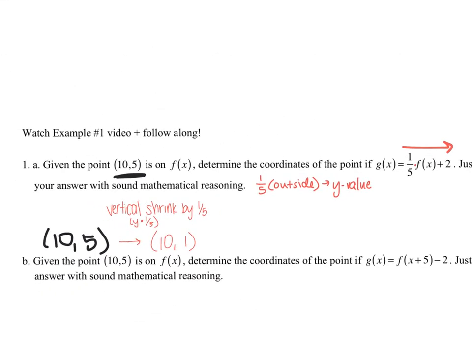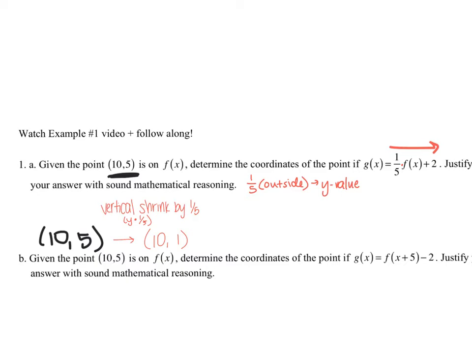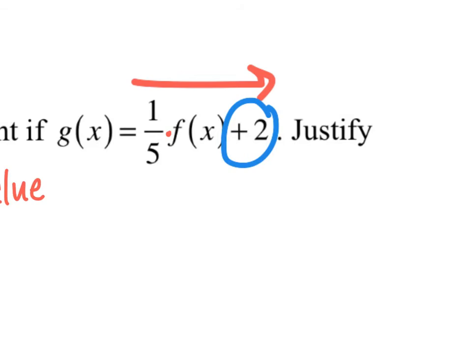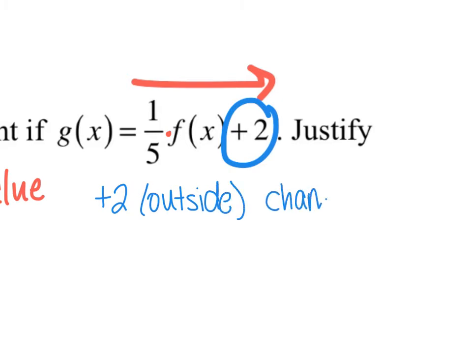Okay, so I double check, was that it? Nope, I see another number. So plus 2. That's also on the outside. So it's also going to change the y. So here's the difference between the two. If I look at the operation that's happening, for the 1/5 I was multiplying, but now I'm adding. That's going to help me tell what am I actually doing to the y. So in this case, I'm going to take my y and add 2 to it.